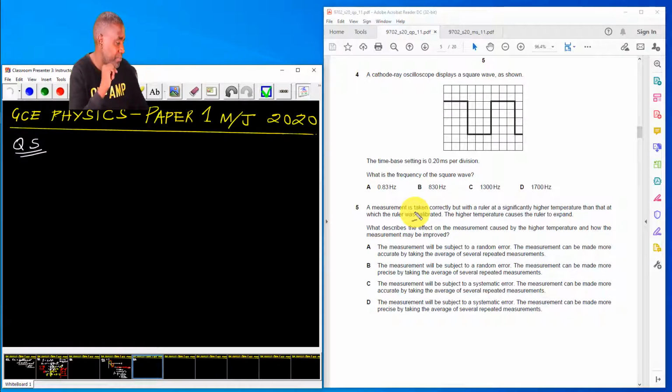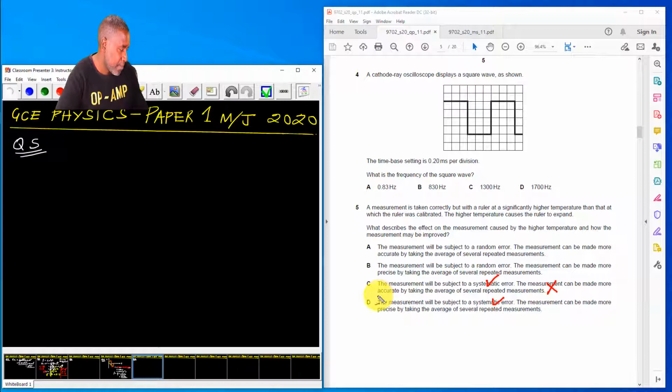Let's look at D. The measurement will be subject to a systematic error. Correct. This one is correct here. We said this is correct, but its solution is not correct. The measurement can be made more precise by taking the average of several repeat measurements. There's something I need to explain here.